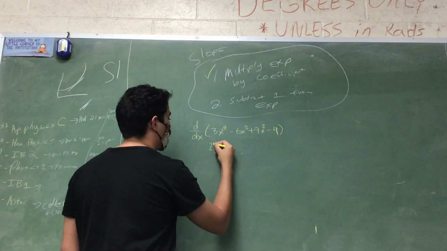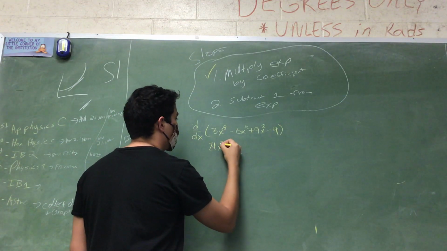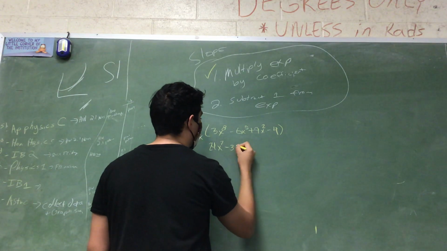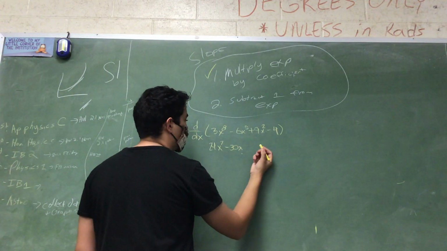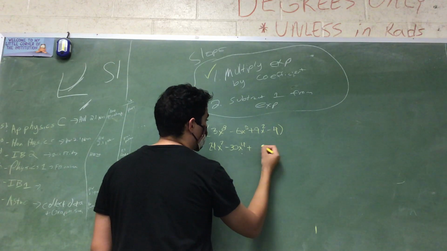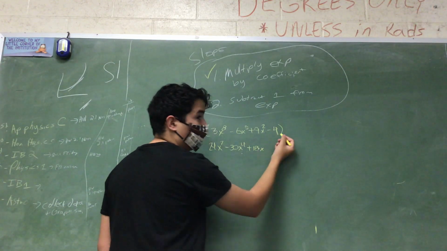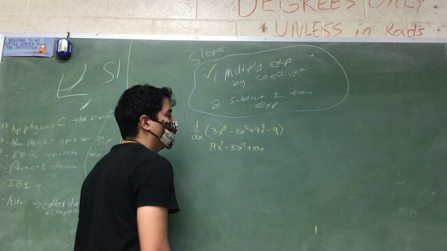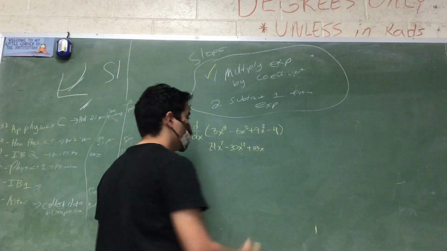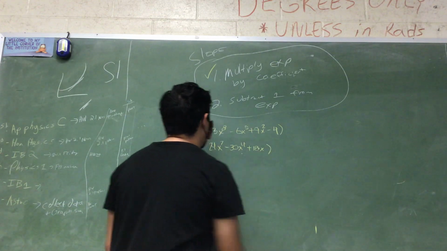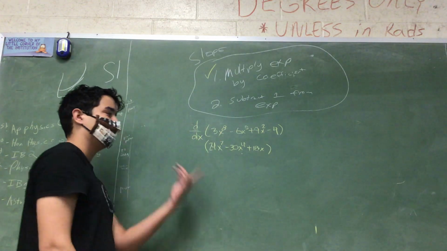So you do that. It's going to be 24x to the 7th minus 30x to the 4th plus 18x, and then that will just go to 0. If you have a constant, you just get rid of it and it disappears into Narnia. So yeah, that's legit it. That's like the answer.